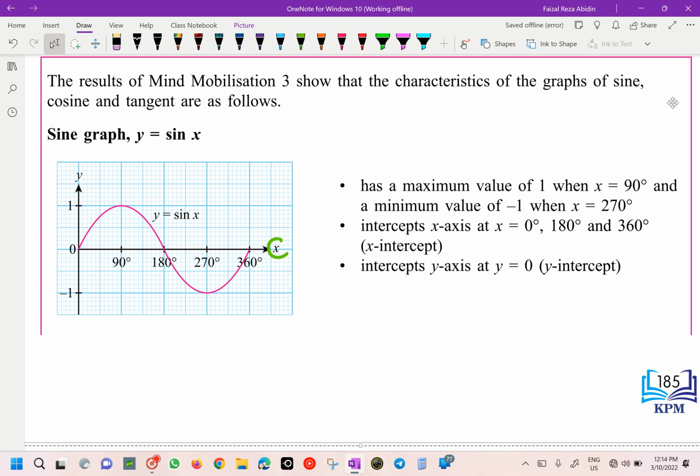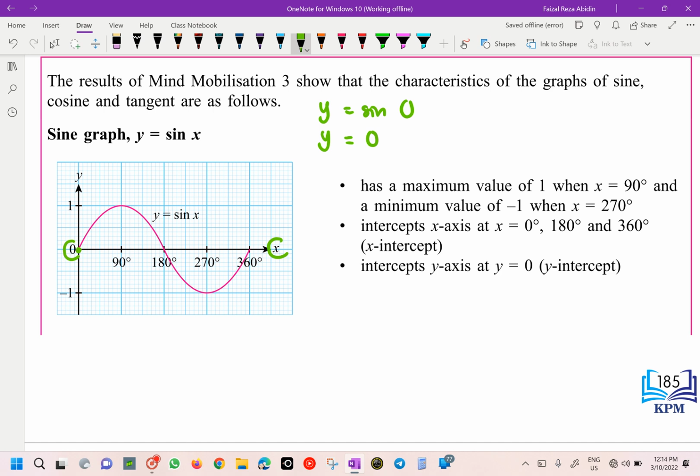Now, to get the value of our y, by using your calculator, we are going to substitute x here with the value of our angle. We start with 0. y equals sine 0 degrees, so we are going to get y equals 0. Am I right? Yes. So we are going to plot at 0 here first. Later we are going to plot the graph.